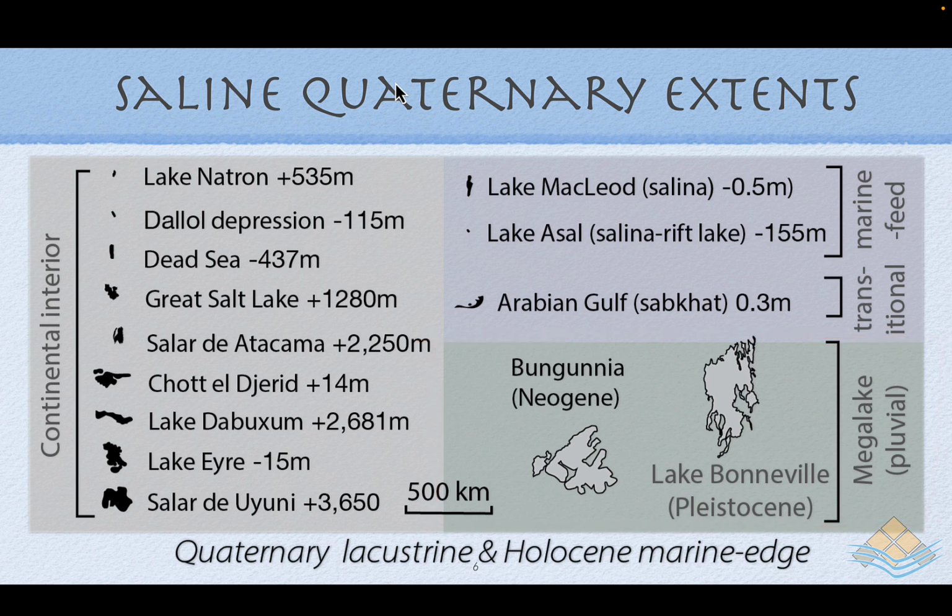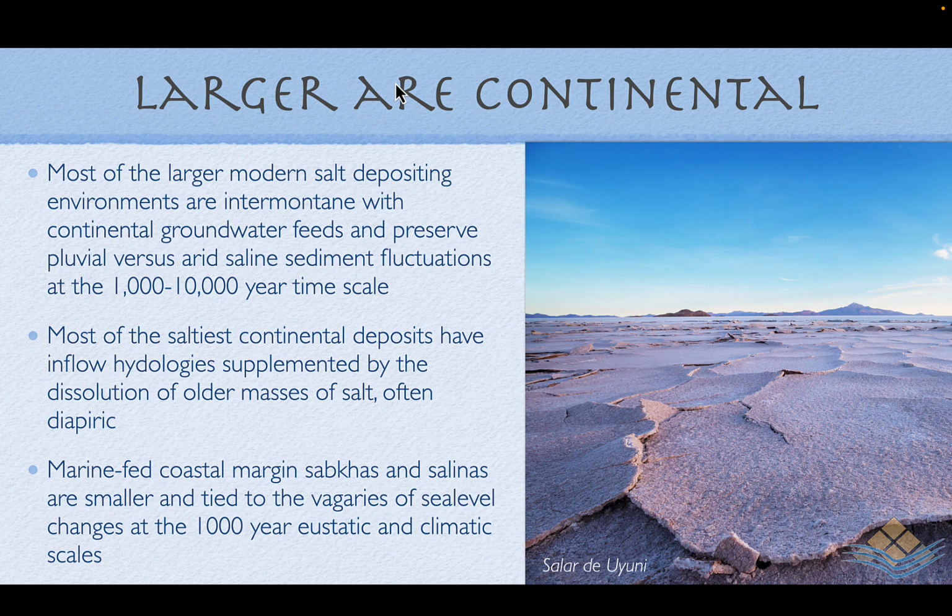So if we look at this, the statement we'd make is that the larger accumulations of saline geosystem on the world surface today are continental. They're also relatively high altitude, so they're sitting in what are intermontane continental groundwater feeds. And within that succession, we see that it's preserving the alternation between glacial and interglacial climate change, which we'll talk about in the next chapter. We're looking at fluctuations in climate preserved in these saline geosystems, like Salar de Atacama or Salar de Uyuni, on the timescales of 1,000 to 10,000 years.